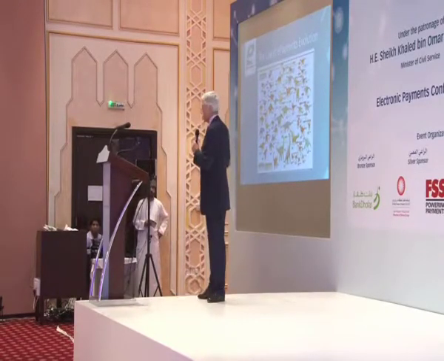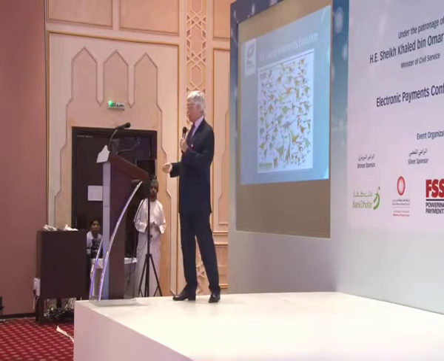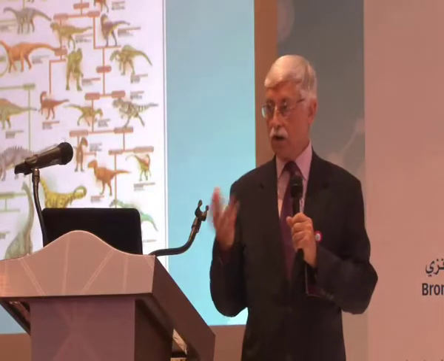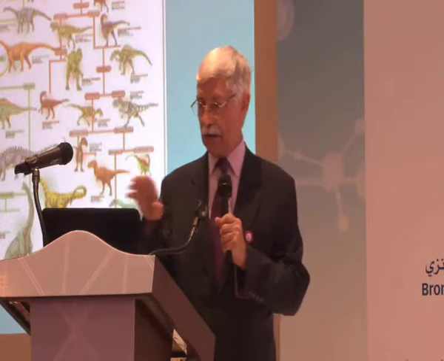This is the family tree of the dinosaurs. There are no plants on there, there are no fishes on there, but it gives you an idea of how complicated and how interrelated different aspects of natural evolution are. And I'm suggesting the e-payments world is similarly involved and similarly interrelated.